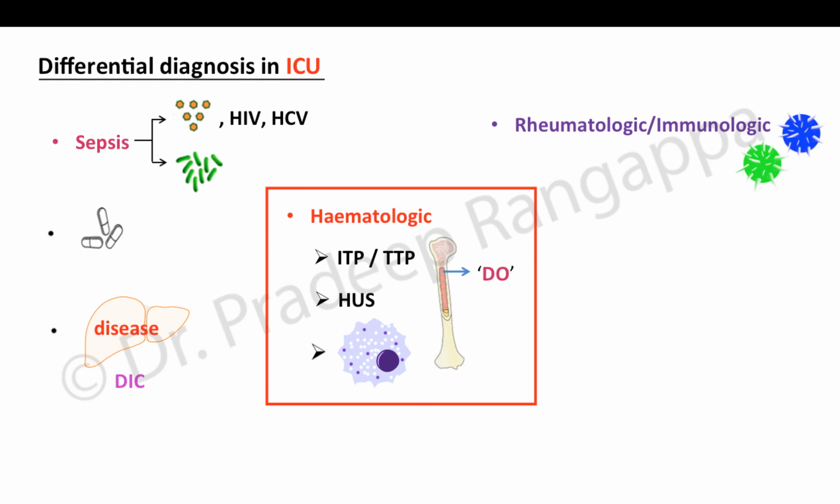The immunological conditions can be any of the autoimmune conditions like SLE, Evans syndrome, or rheumatoid arthritis. Any of the immunological conditions can lead to thrombocytopenia in ICU, and even massive transfusion can lead to thrombocytopenia. Massive transfusion leading to transfusion reactions can lead to thrombocytopenia in ICU. And the last category would be idiopathic or unknown. So pictorially, I think if you can remember, these are the differentials that typically happen in ICU.